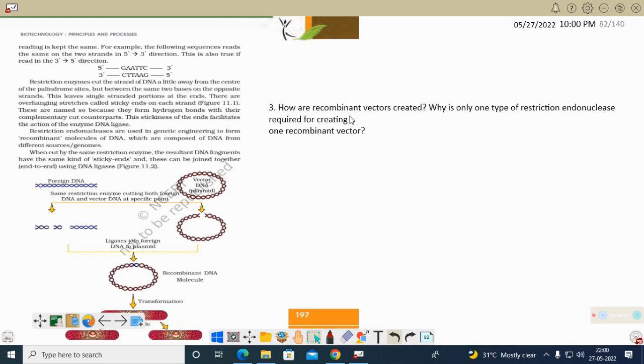Okay, how are recombinant vectors created? By recombining the gene of interest with the vector. This is done with the help of restriction endonucleases as well as DNA ligase. When we cut with the same restriction enzyme, it produces the same type of sticky end, which can be joined by DNA ligase.